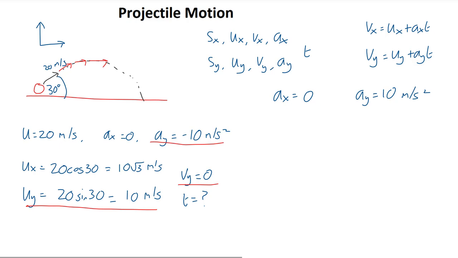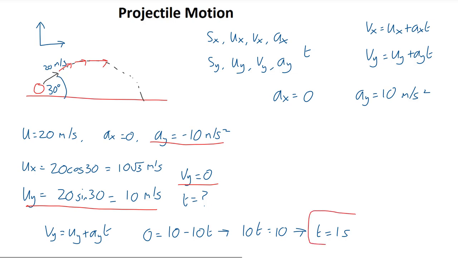The equation that does not have the displacement in it is v equals u plus at, which for the y direction is v sub y equals u sub y plus a sub y times t. Subbing in what we know, v sub y is equal to 0, u sub y is equal to 10, and a sub y is equal to minus 10, we get 0 is equal to 10 minus 10t. In other words, 10t is equal to 10 and t is equal to 1 second. Therefore, what we have found is that if we kick a soccer ball at 20 meters per second at an angle of 30 degrees to the horizontal, it takes 1 second for that soccer ball to reach its maximum height.